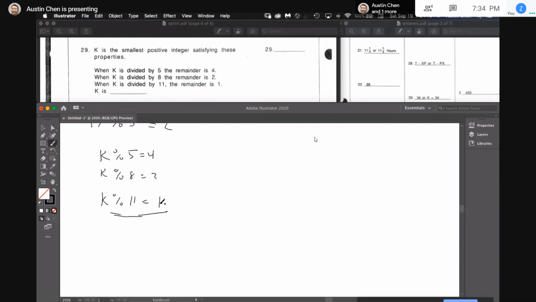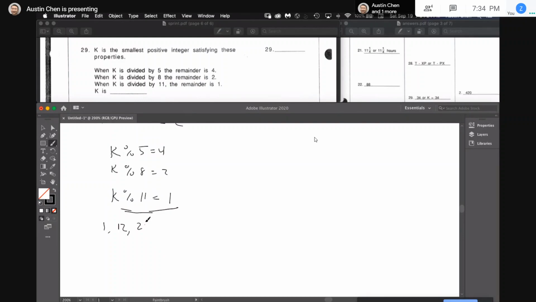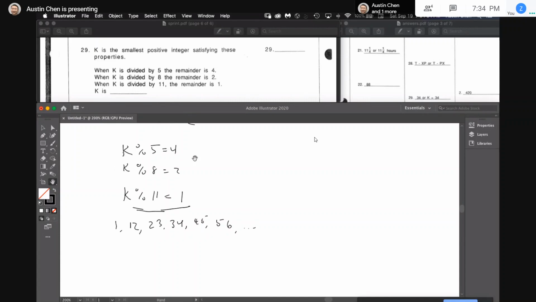If k modulus 11 equals 1, then k has to be 1 higher than all the multiples of 11. So then we could list that out. That would be 1, 12, 23, 34, 45, and so on. And then we can try these out in here.